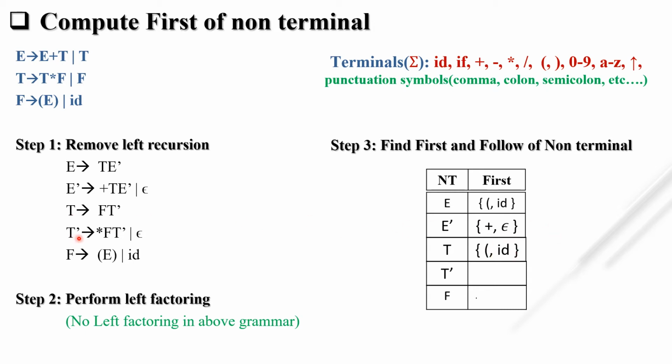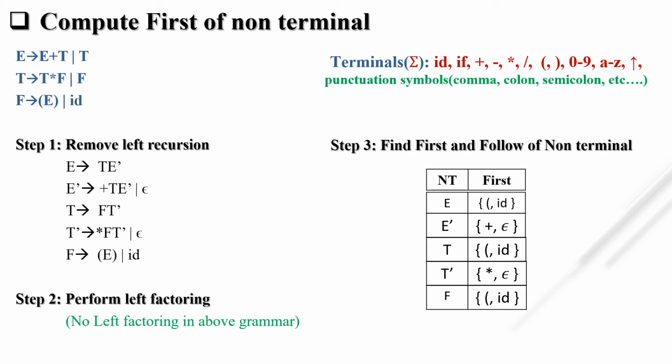Now T dash. T dash's first is a terminal symbol, and the second alternative starts with null. So as per rule number 2, null is also considered a first of T dash, in this star also. And what is the first of F? The first terminal symbol is opening bracket, and in the next alternative ID will be there. So first of F is opening bracket and ID. So this is how we have to find first.